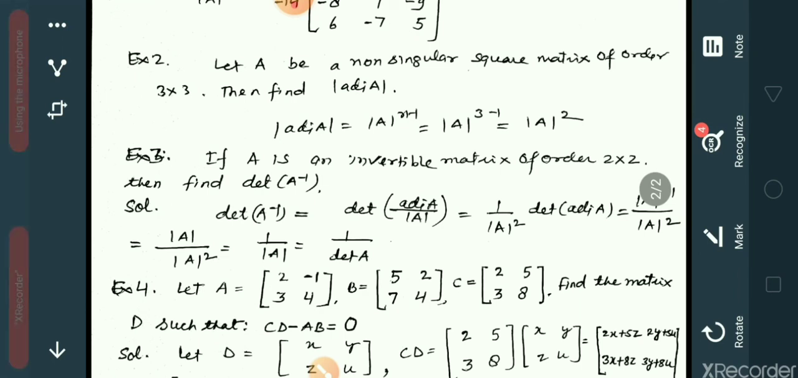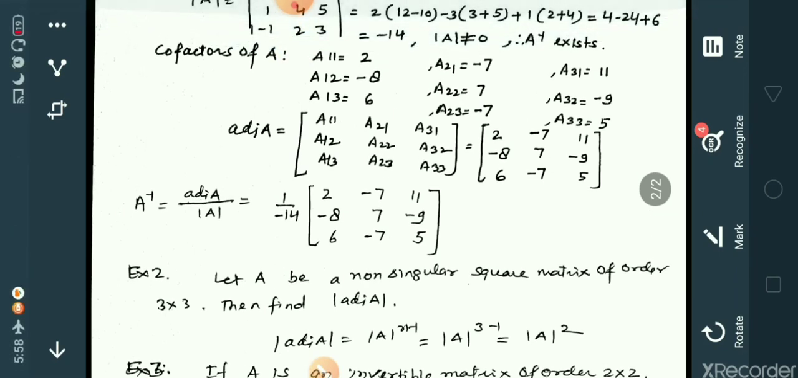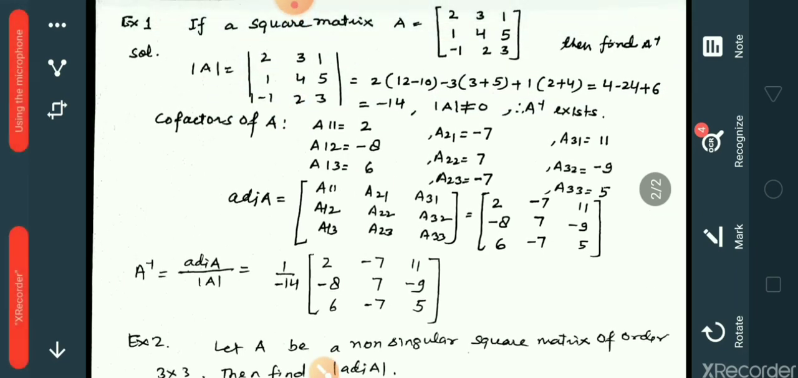We shall be there with determinant part 3, and in that part we shall discuss the application of determinants, that is, finding the solution of simultaneous linear equations in 3 variables. So be ready for that. We will be soon with you.